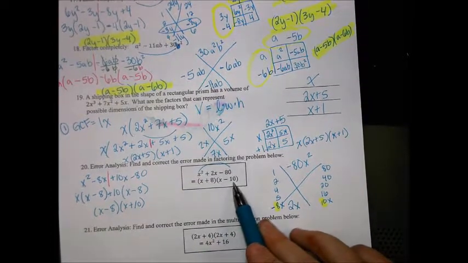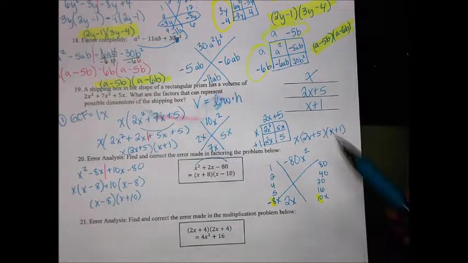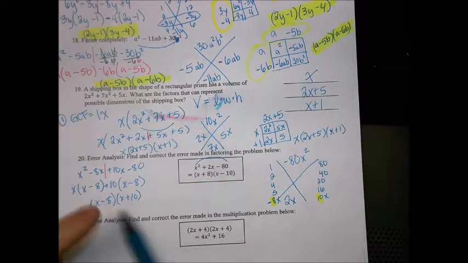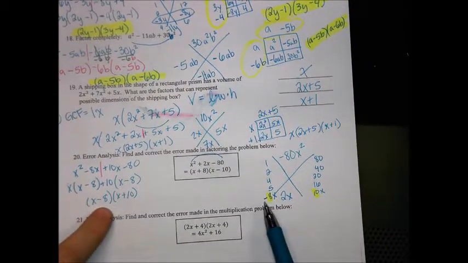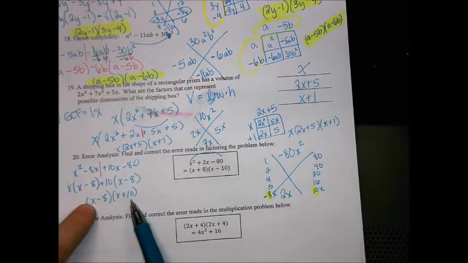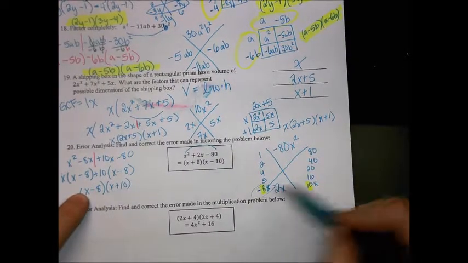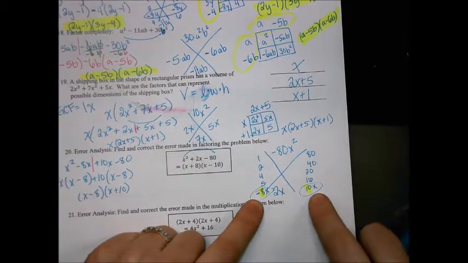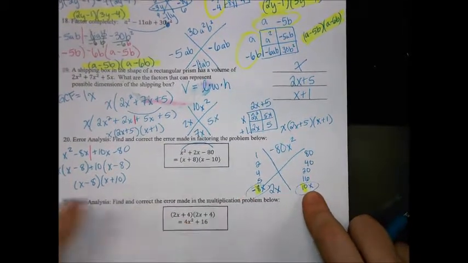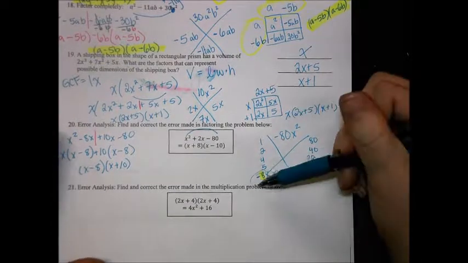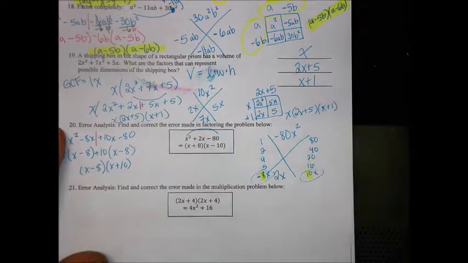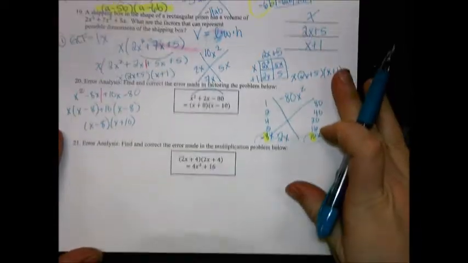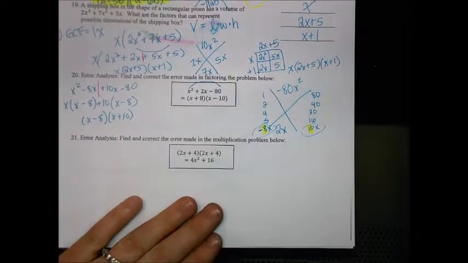Notice here, they got a positive 8 and a negative 10. So you want to tell me something about how they got the wrong number. Well, if this was a negative 8 and a positive 10 from my negative 8 here and my positive 10 here, then they chose the wrong two numbers when they were using their diamond. So please explain why they chose the wrong two numbers and how you could choose it correctly in the future. On 21, find and correct the error made.